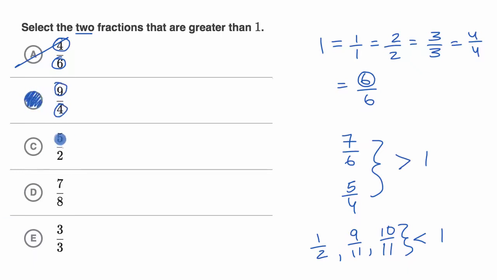And then we see 5 halves. 2 halves is equal to 1, so 5 halves is definitely greater than 1, so I like that one as well. And notice 5 is greater than 2. We already know we picked our two choices, but we can look at the other ones. 7 is less than 8, so 7 eighths is less than 8 eighths. So this is less than 1. And 3 thirds, we've already talked about it, that's equal to 1. So I like those two choices.